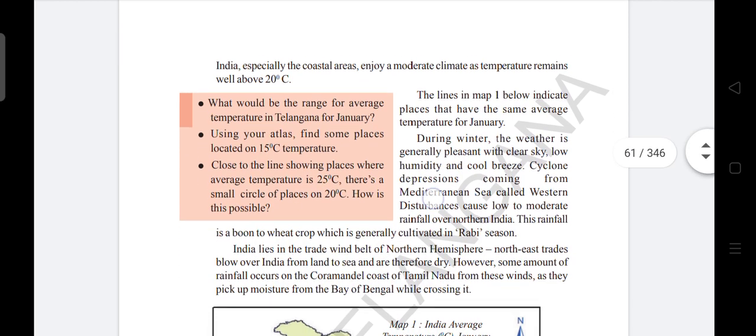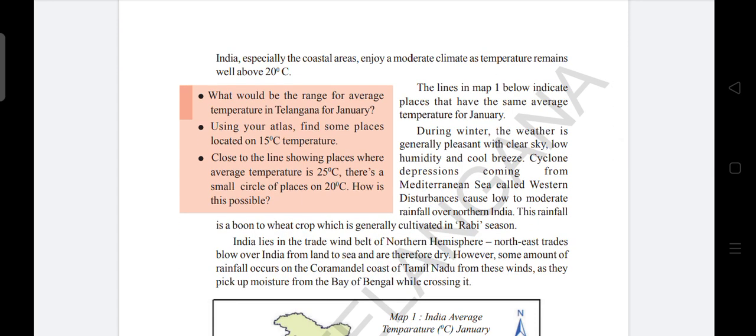During winter, the weather is generally pleasant with clear sky, low humidity and cool breeze. Cyclonic depressions coming from the Mediterranean Sea, called western disturbances, cause low to moderate rainfall over northern India. This rainfall is a boon to wheat crop, which is generally cultivated in Rabi season.